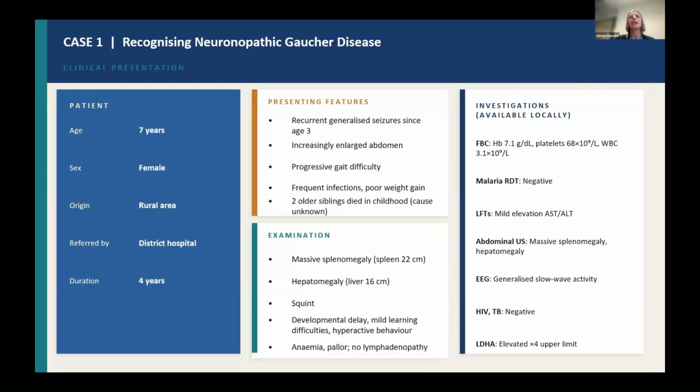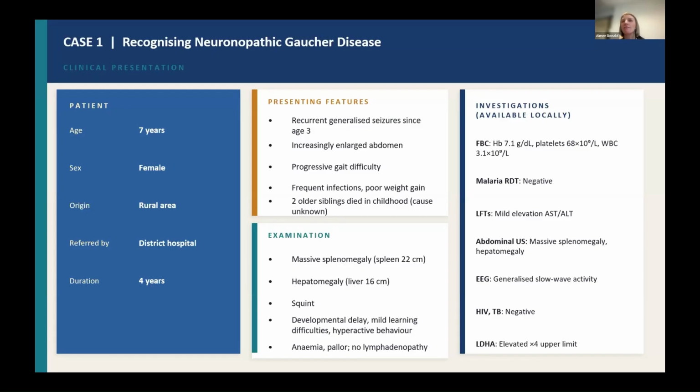So you've got a 7-year-old patient, a girl living in a rural area, and she's referred by a district hospital. And she comes with generalized seizures from the age of 3. She's got an enlarged abdomen, progressive gait difficulty. She has frequent infections and her weight isn't good, so she's growth faltering. And you take a family history and find out that there have been deaths in childhood. So I can see messages popping up in the background there.